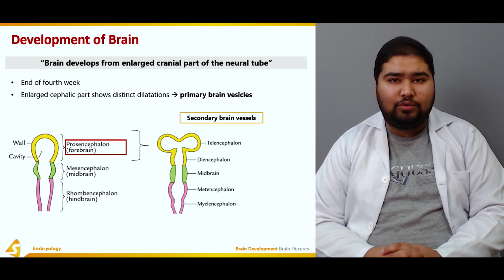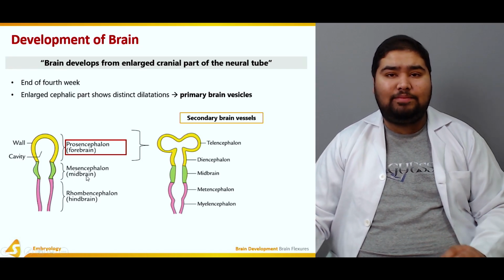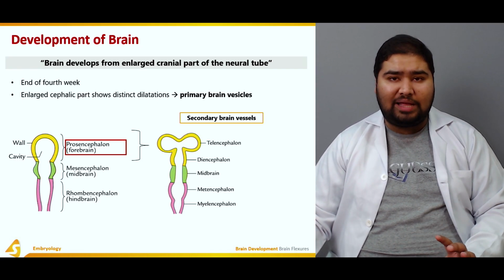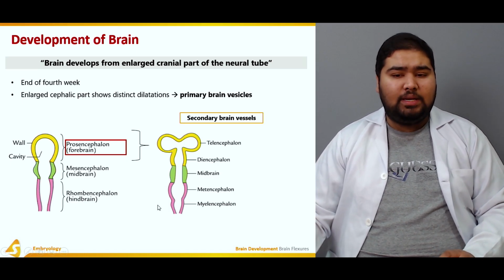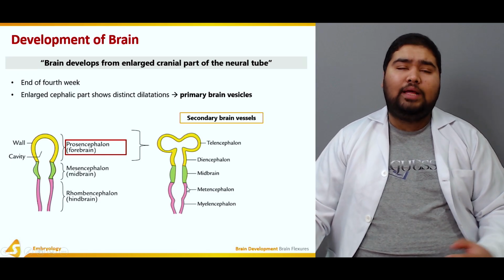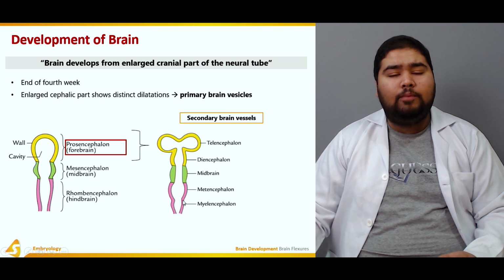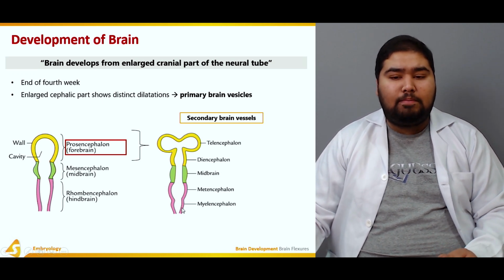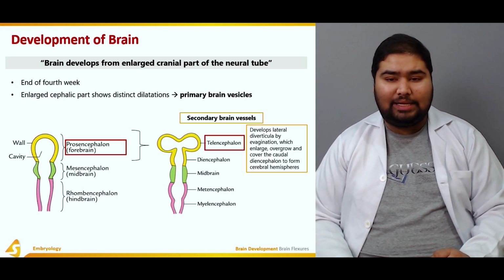that is the prosencephalon. Now in the region of the midbrain, that is the mesencephalon, there is no branching. The midbrain remains as such. The rhombencephalon also divides into two parts, the cranial expanded portion, the metencephalon, and the caudal narrowed portion, the myelencephalon. So let's see how these develop.